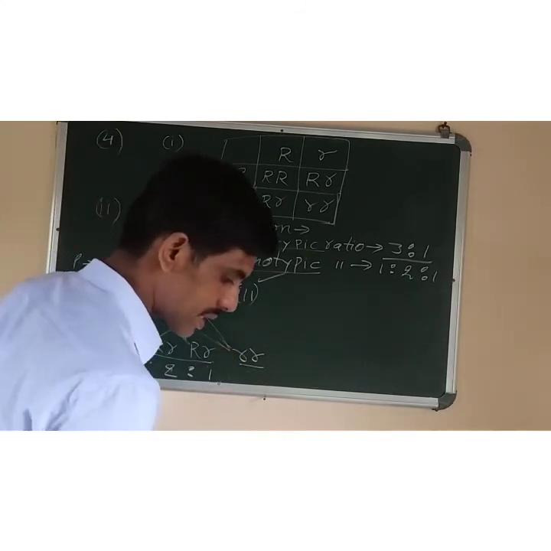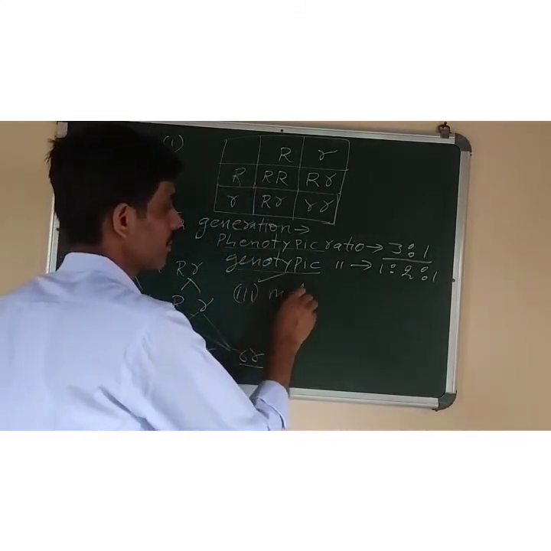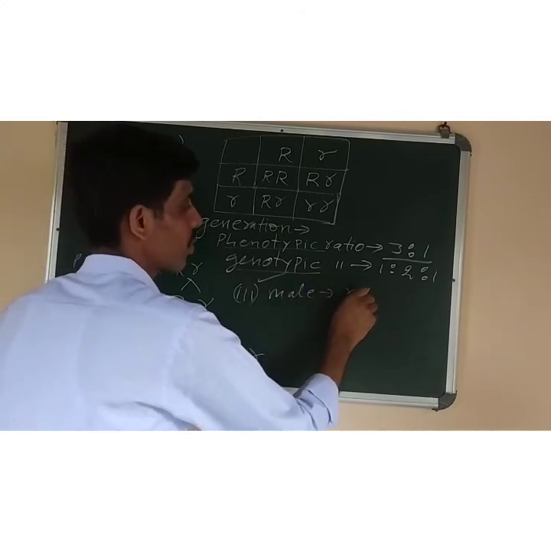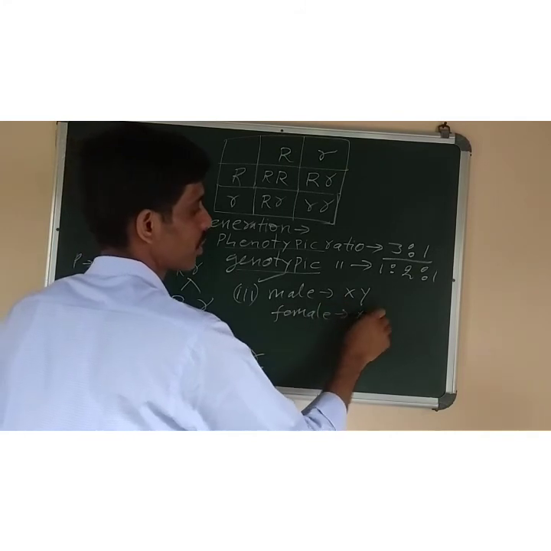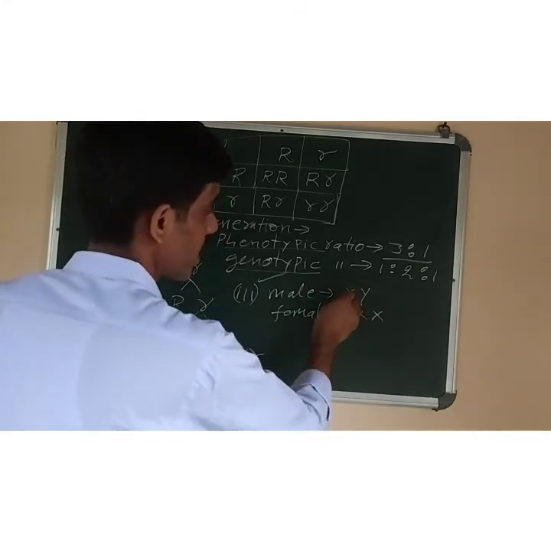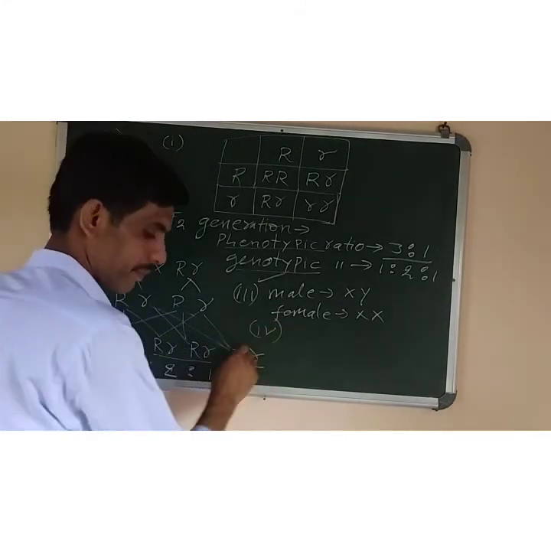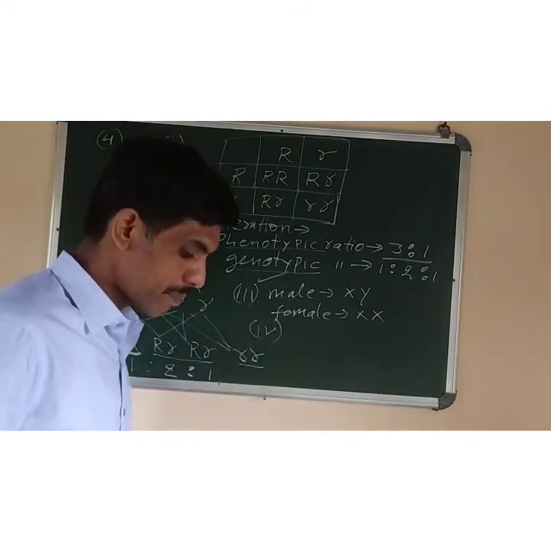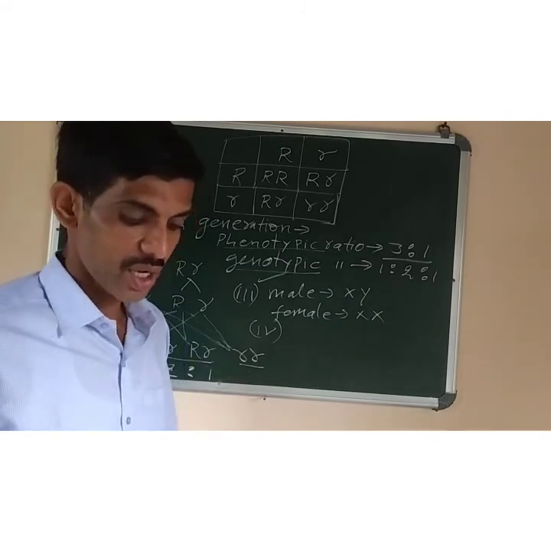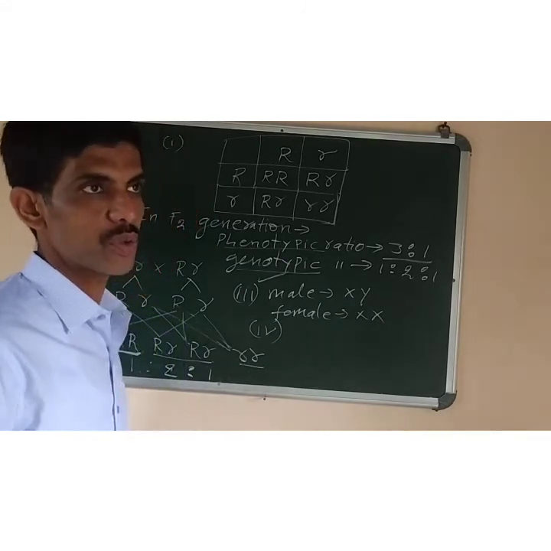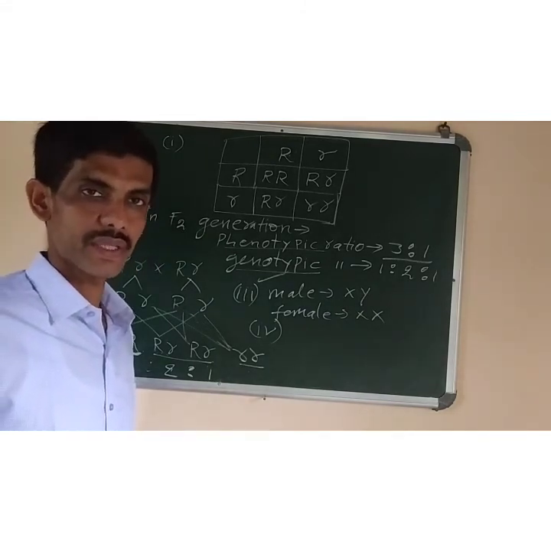Now next question is number 3. What is the question asked? Name the sex chromosomes in males and females. You know that in male the sex chromosomes are X and Y, and female has 2 X chromosomes. Then the fourth question is explain the term mutation. So what is mutation? A change in the structure of genes or chromosomes which brings about a new variation in the offsprings is called mutation.